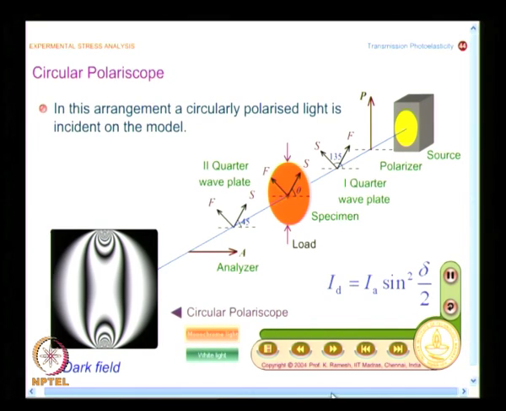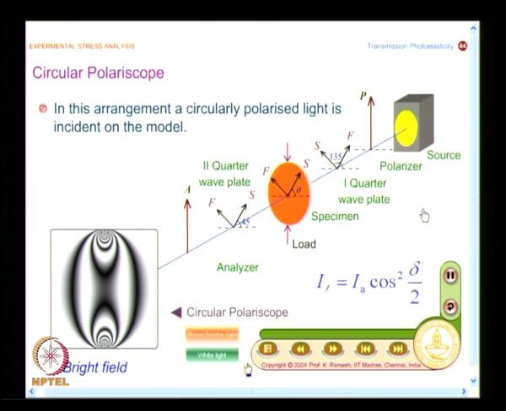Now, what we will do is we will look at what a circular polariscope is. I have the optical diagram here, and let us see what are all the elements that you have. I have the light source. After the light source, I put a polarizer, then I put a quarter wave plate which is oriented at 135 degrees. Then I put a model which is loaded. After the model, I put a second quarter wave plate, and this quarter wave plate is kept at 45 degrees. Then I put an analyzer.